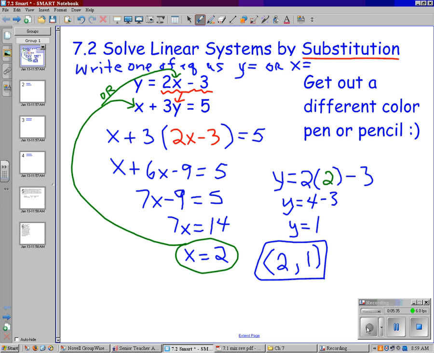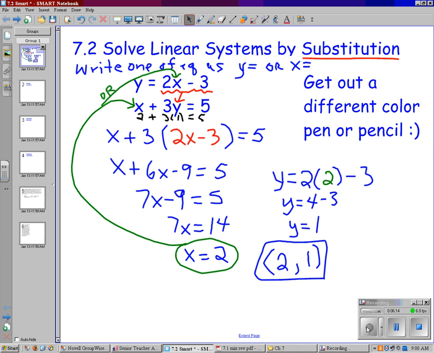Now, as I commented with graphing, you should take that xy pair and make sure it works in both equations. We know that 2 times 2 is 4 minus 3 gives us 1. We know it works with this one. Let's check the other equation. If x is 2, and y is 1, I've got 2 plus 3 times 1, 2 plus 3 is 5. It works in the second equation. I know that that is my correct answer.